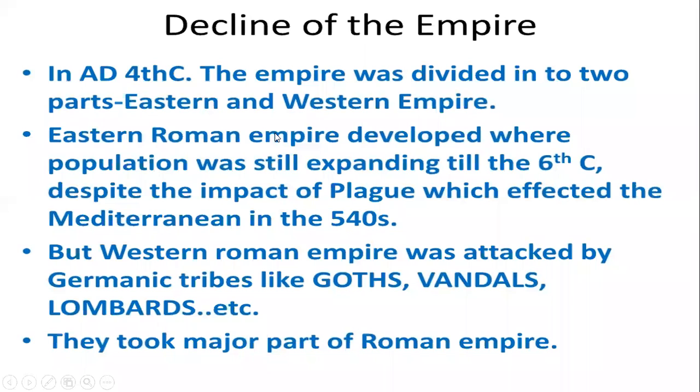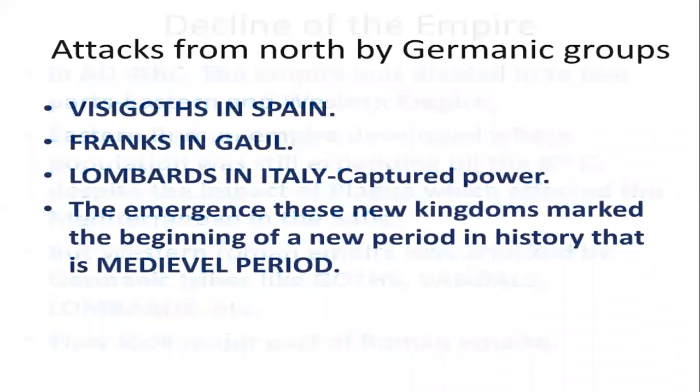So in the 4th century, the empire was divided into two parts, the Eastern and Western Empire. The Eastern Empire was still developing, and its population was still expanding despite the plague. But the Western Empire was attacked by Germanic tribes like the Goths, Vandals, and Lombards, and they took over a major part of the Roman Empire. Okay, so this emergence of new kingdoms marked the beginning of a new period in history that is called the medieval period.